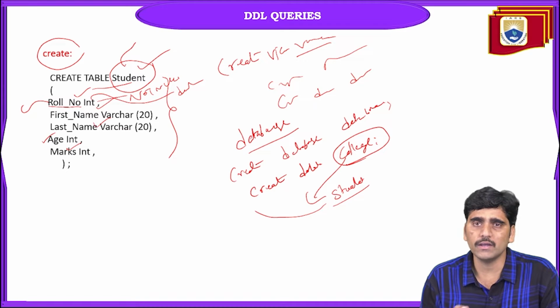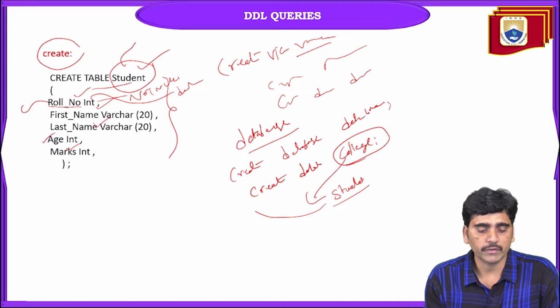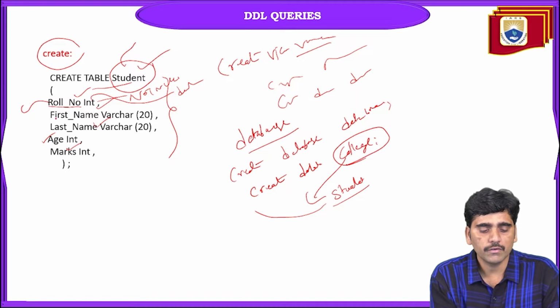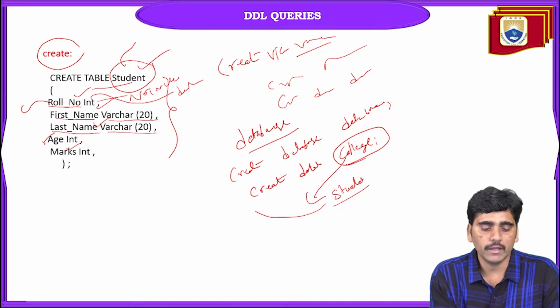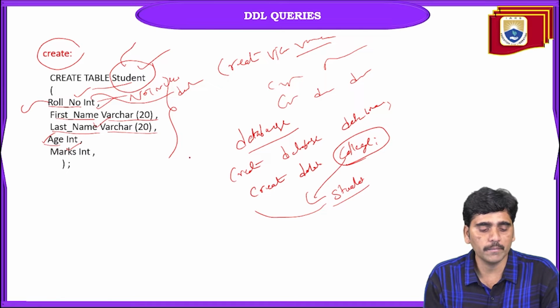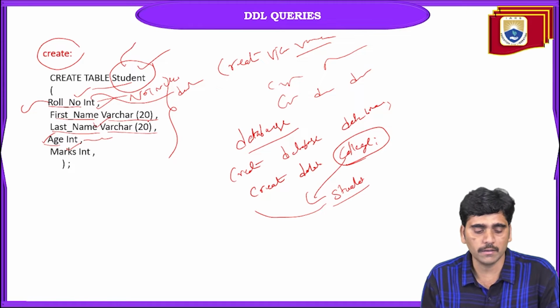You can specify any of the constraints. So first name, last name, age, and marks. First name is a column name that carries a data type, and last name is also a column name that carries a data type. Age is also a column name and integer is its data type, and marks is also a column name and integer is also a data type.